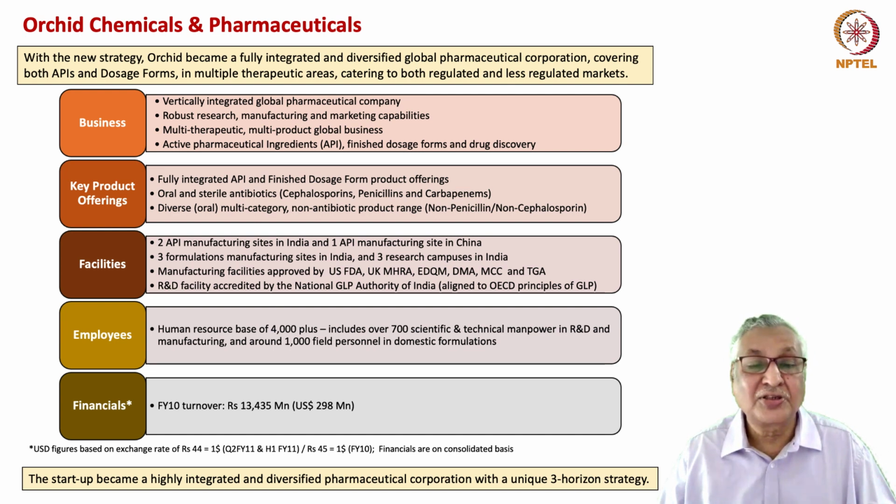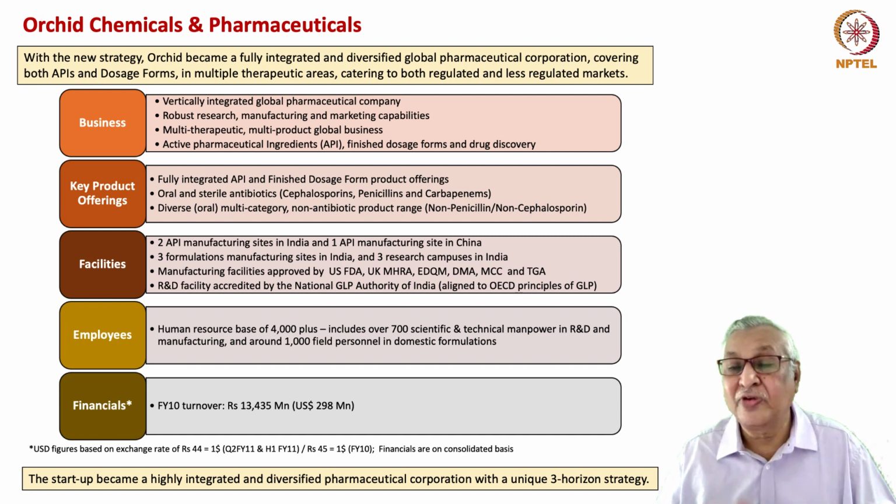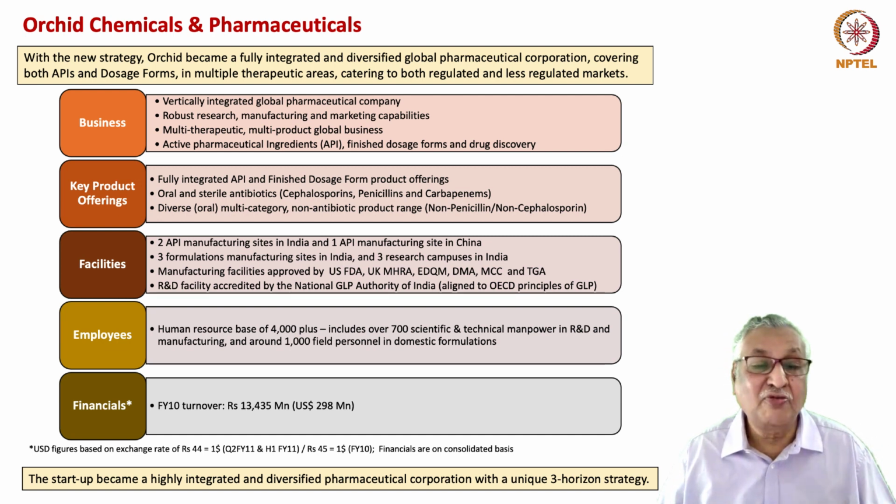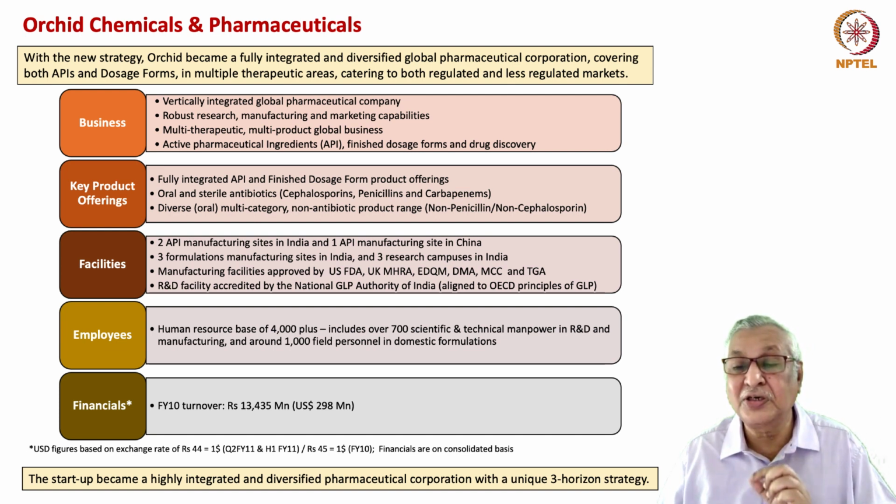Two API manufacturing sites in India and one API manufacturing site in China. Three formulations manufacturing sites in India and three research campuses in India. All the manufacturing facilities approved by US FDA, UK MHRA, EDQM, DMA, MCC, and TGA.